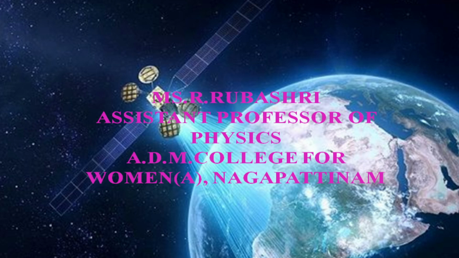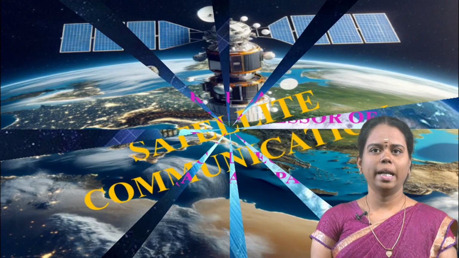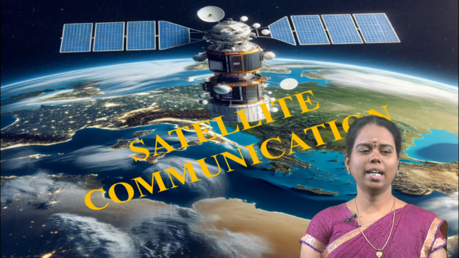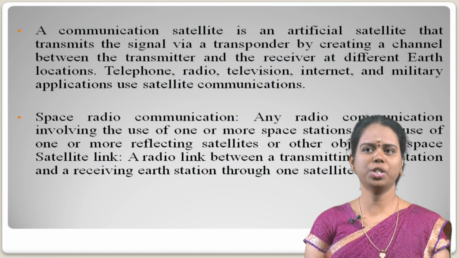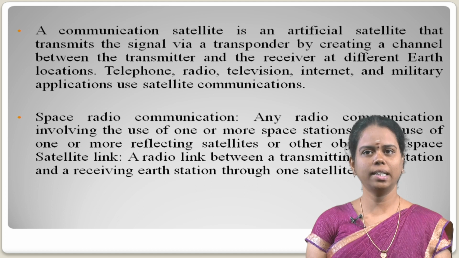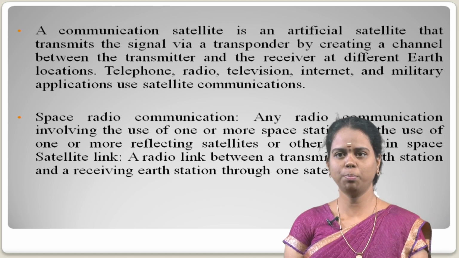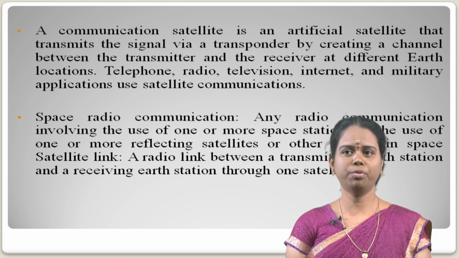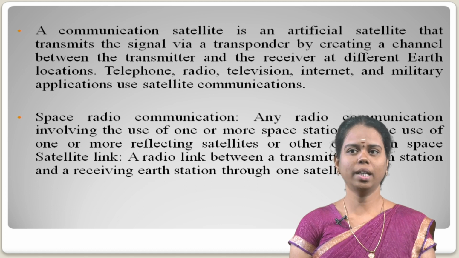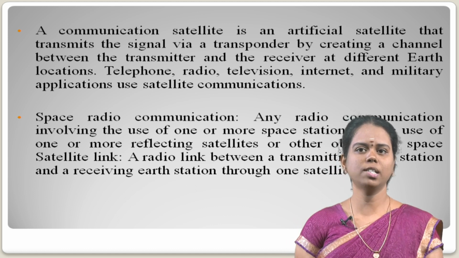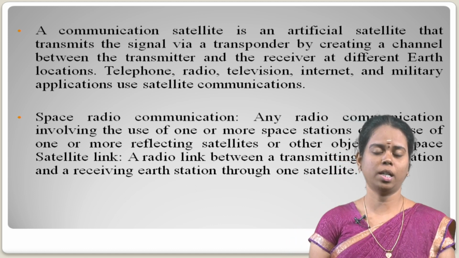College for Women, Nagapattinam. Let's see my topic, which is satellite communication. A communication system is an artificial satellite that transmits the signal in a transponder by creating a channel between the transmitter and the receiver at different locations. Telephone, radio, television, internet and military applications use satellite communication.